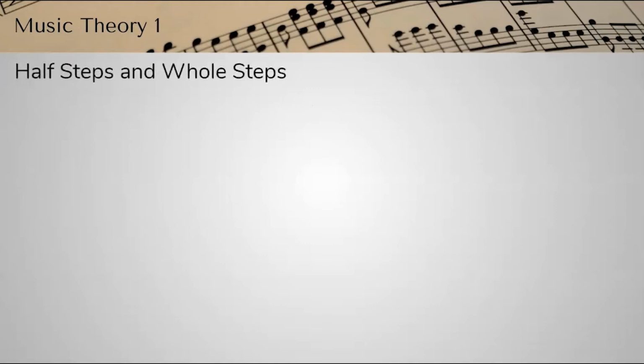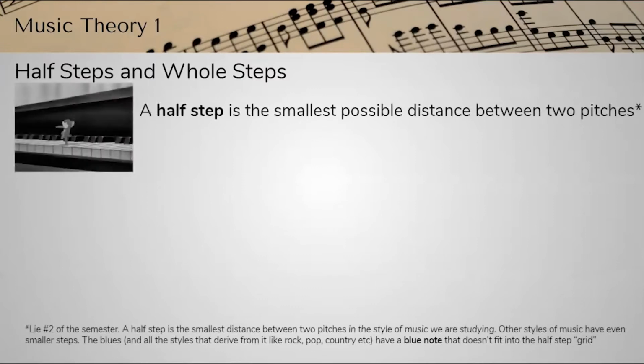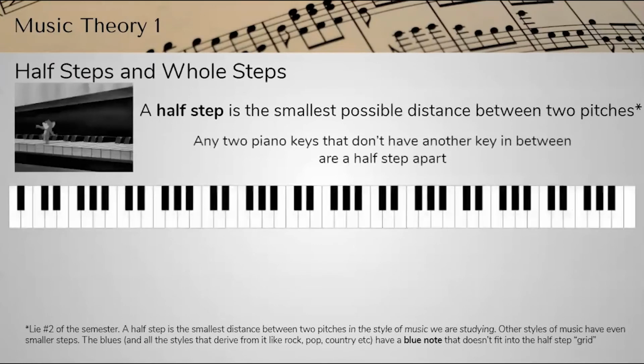Okay, so let's first talk about half steps and whole steps, and this is critical to being able to create major and minor scales. The first thing you need to know is that a half step is the smallest possible distance between two pitches. Okay, and we'll use a piano to show us that, because all the keys on the piano are separated by a half step. So between every white and black key is a half step, and then some of the white keys also have half steps in between them. So any two keys that don't have another key in between them are a half step apart.